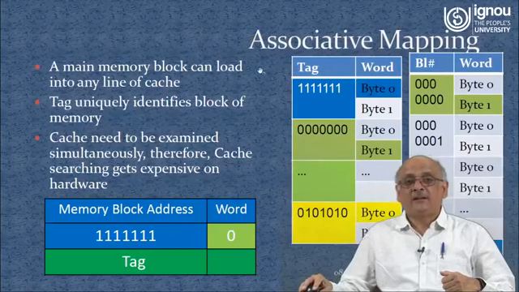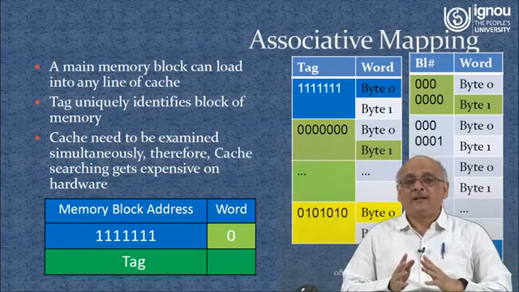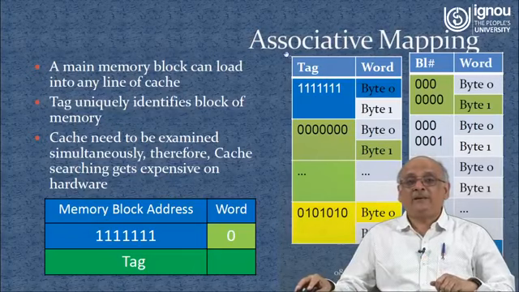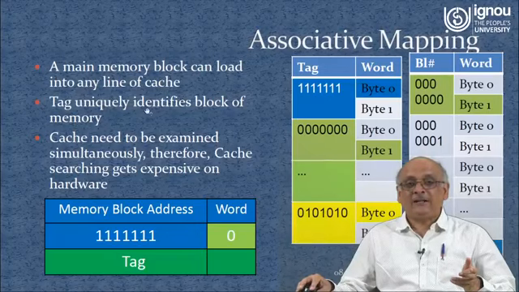Now the second mapping can be just an associative mapping. I was referring to this particular thing when I was referring to the example of team and meeting rooms, right? Now any meeting room can be allotted to anybody. That is this particular scheme, associative scheme. So a main memory block can be loaded into any line of cache. Tag uniquely identifies the block of memory, all right? And cache needs to be examined simultaneously.